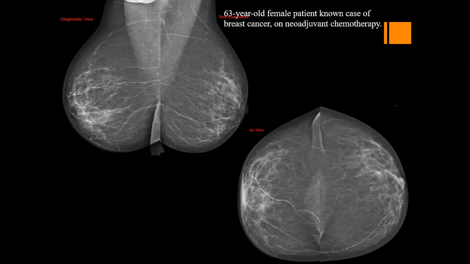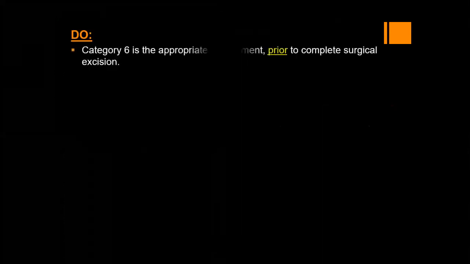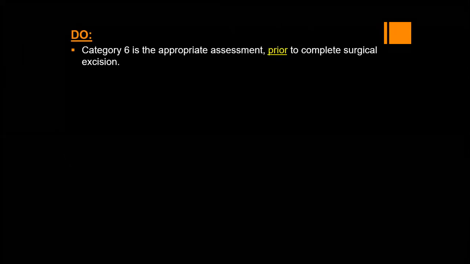Because of the abnormality in the right breast, and this is the ultrasound, you see, but unfortunately there was no baseline, but these are the only findings. See, there is no contralateral, and this is locally advanced extensive malignancy in the right breast. So it will be BI-RADS 6. BI-RADS 6 is an appropriate assessment prior to complete surgical excision. Here, there is no complete surgical excision, so it will be appropriate.